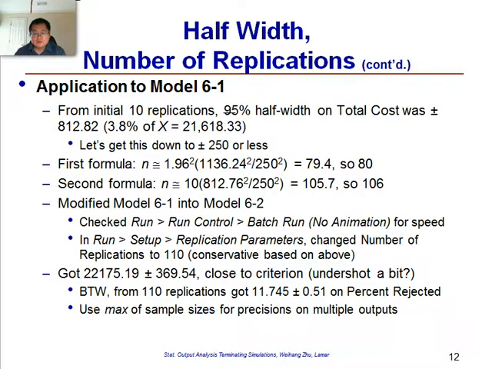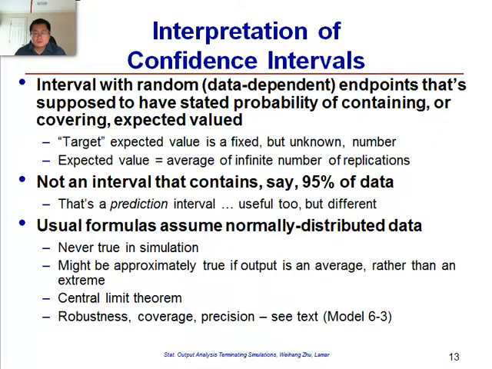We may use the formulas again to set n to an even larger value in order to reduce the half-width to 250. In Model 6-3, it runs 1000 replications. You may run it after class to see what you get. It is important to emphasize that the confidence interval is the interval that the target expected value will fall into with 95% probability. It does not mean that the interval will contain 95% of the data collected.